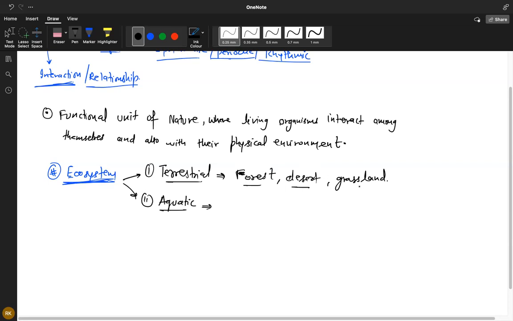Yes, sir. And similarly, like any other ecosystem you see which is on land, they might have somewhat different things from each other. So those are terrestrial ecosystems.